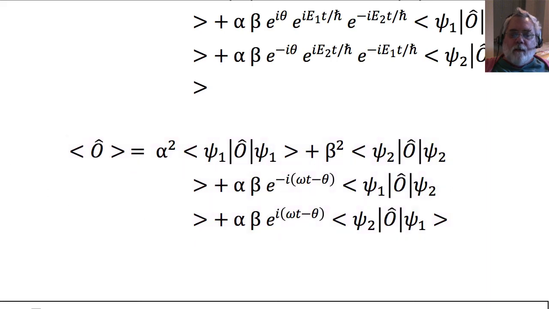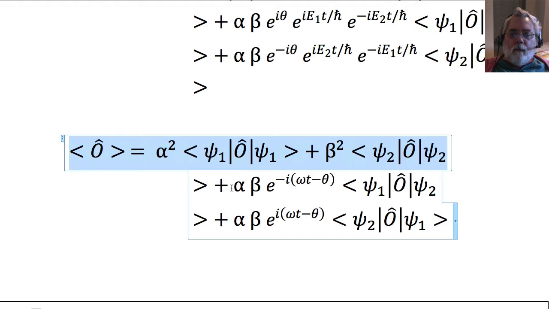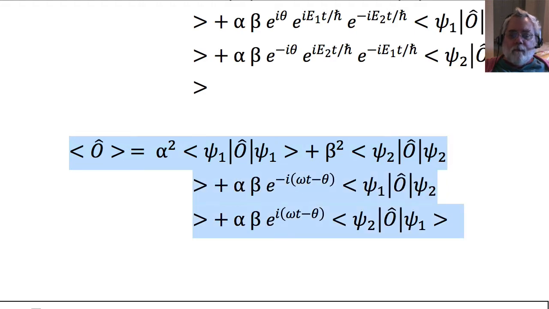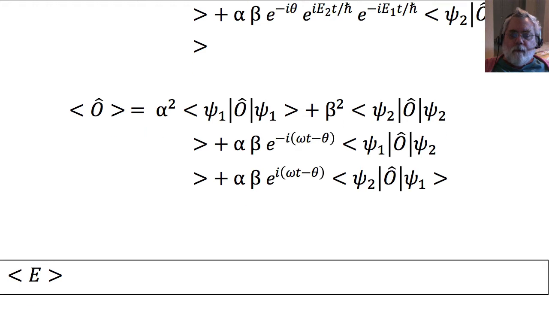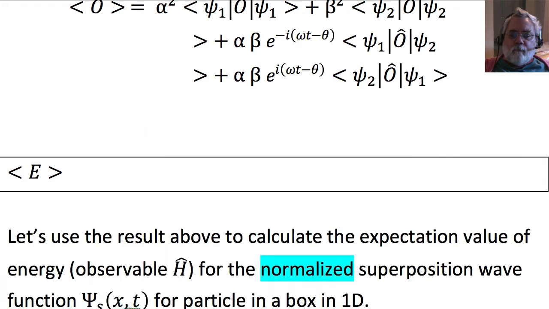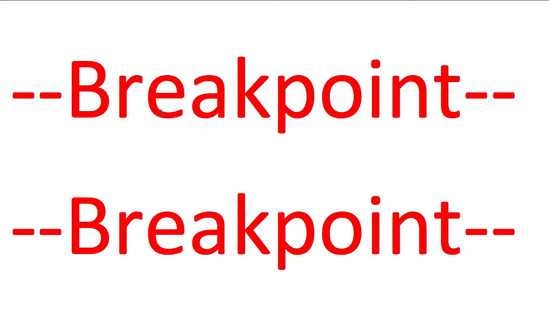Okay, so here's the answer for generic operator O with our specific psi sub s, turning it into its eigenfunctions, psi sub 1 and psi sub 2, that it is composed of. Now we can use this for specific operators. This is a possible time to take a break.